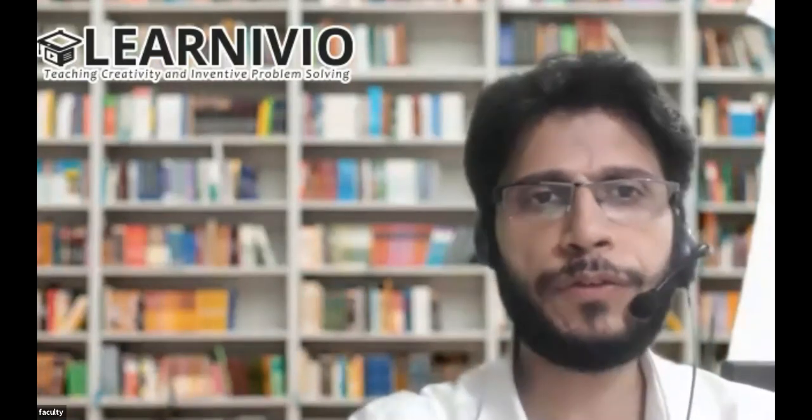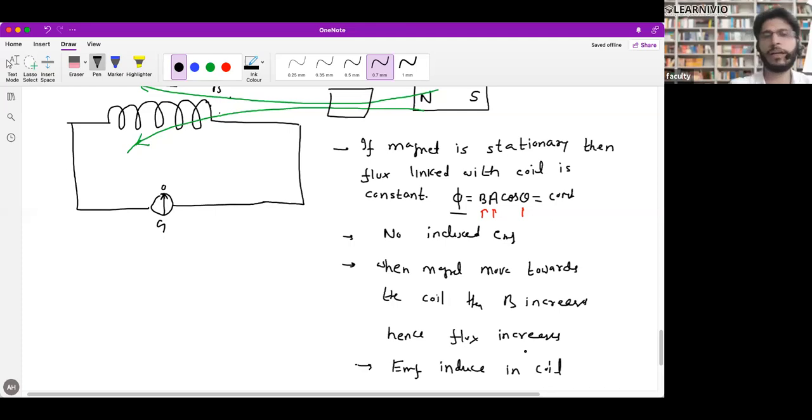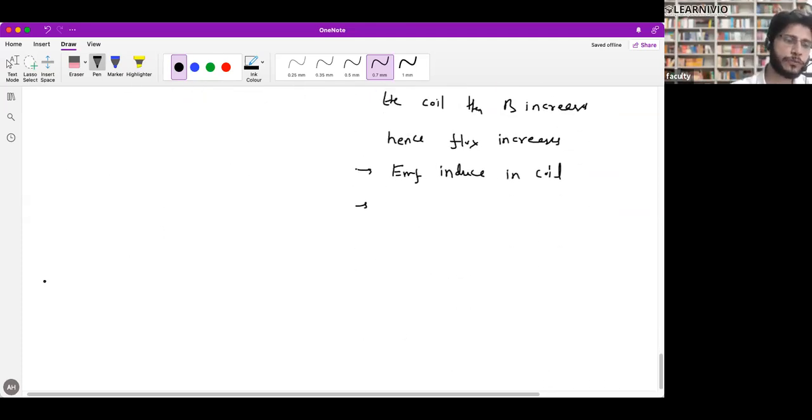So whenever you have change in flux, you will have EMF. If your flux is constant, that means your induced EMF would be 0. Okay. So on the basis of these experiments, Faraday proposed a law which is known as Faraday's law of electromagnetic induction.